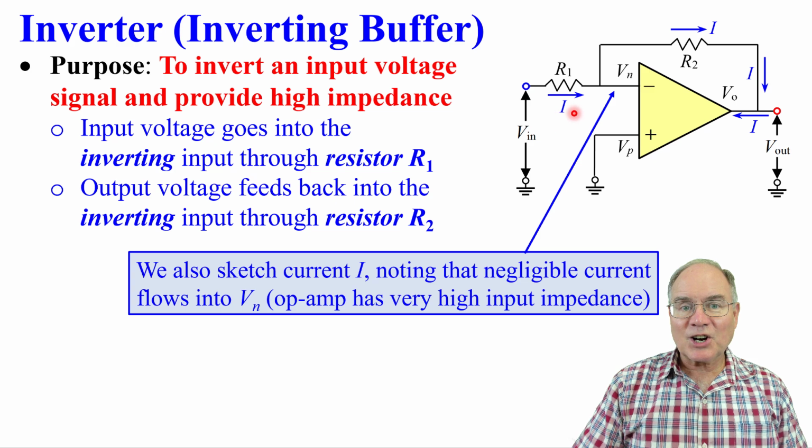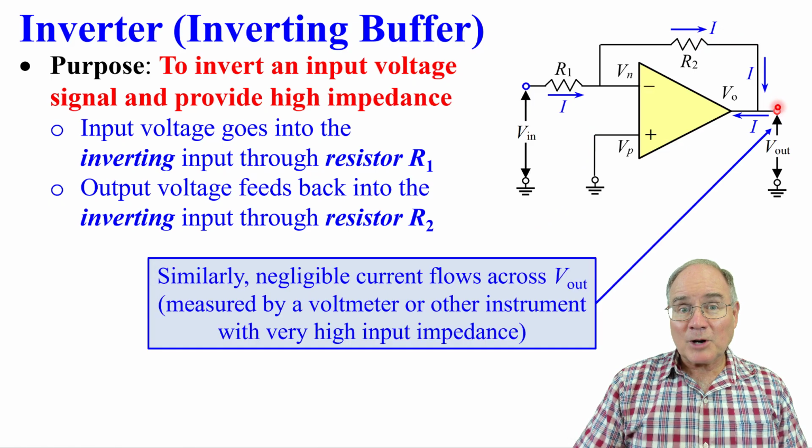We also sketch current in several places, and note that since negligible current flows through the op-amp between these 2 inputs, current I here must flow also through resistor R2. We also approximate that output voltage is read by an instrument like a voltmeter or oscilloscope or data acquisition system that has very high input impedance as well. So no current flows here. This current I must go into the op-amp.